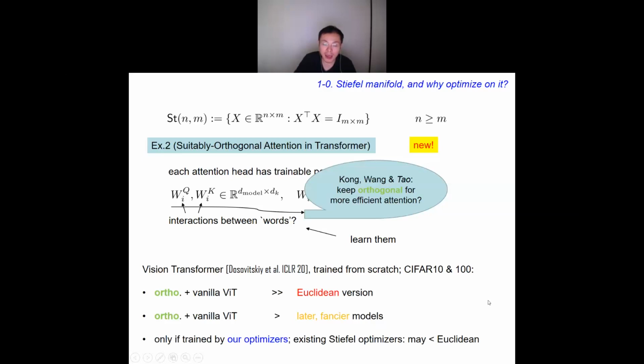However, there's one catch. We get good performance only if we train these weight matrices with our optimizers. Existing Stiefel optimizers don't always give you worse results, but sometimes they even give results that are worse than the Euclidean version. What is going on is not exactly clear, but we tend to think that this is because our optimizer actually has better performance than existing optimizers.